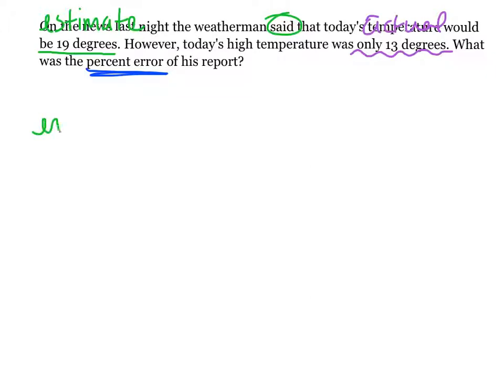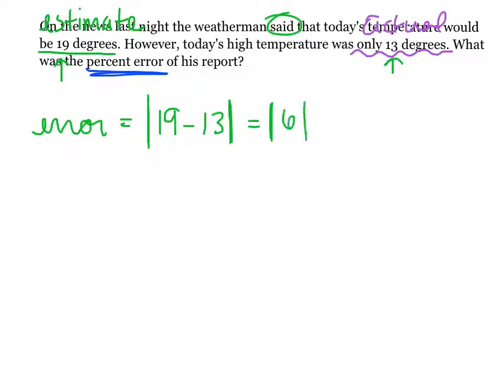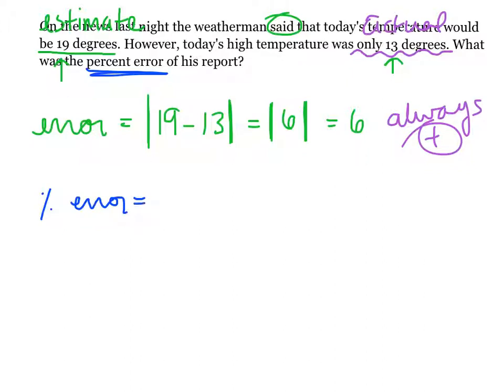I like to start with the error. So error equals the absolute value of our estimate minus the actual, which gives us the absolute value of 6, which equals simply 6. Note, always a positive number. We now put this into the percent error equation, which is our error of 6 divided by the actual of 13.